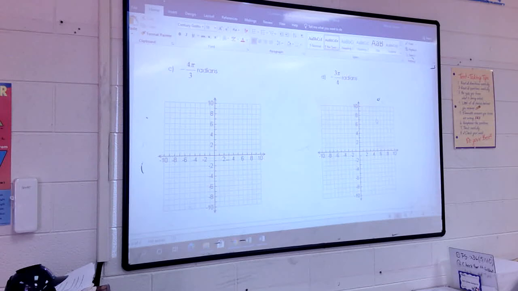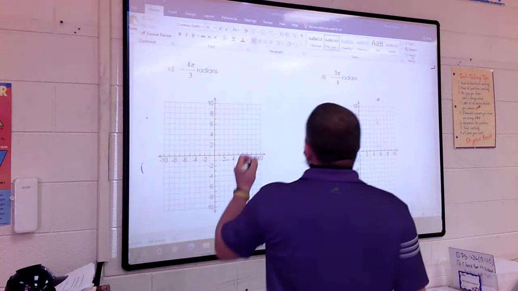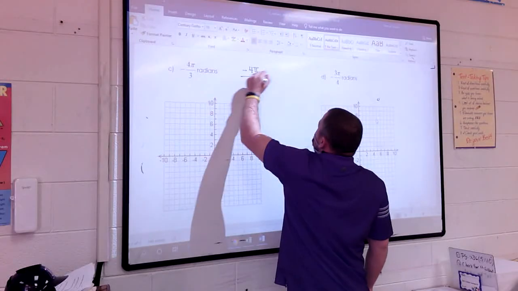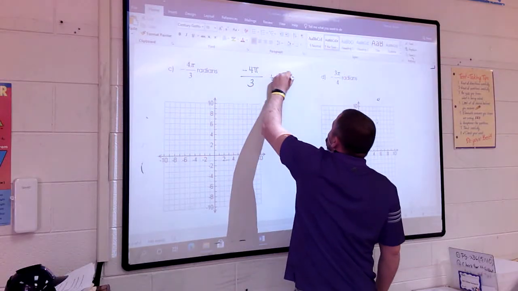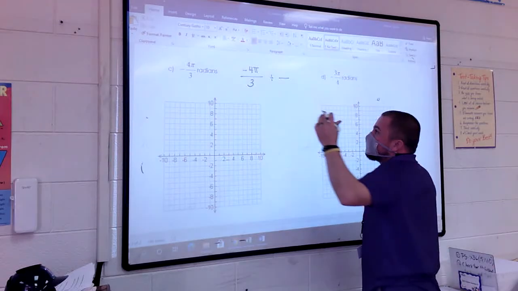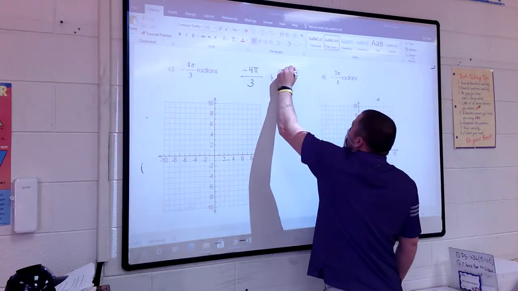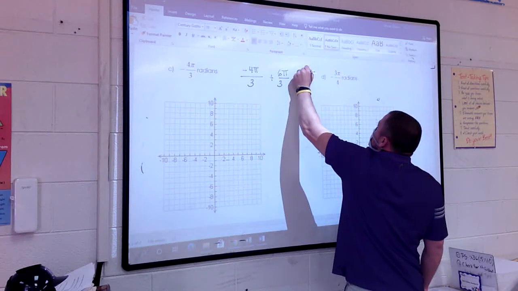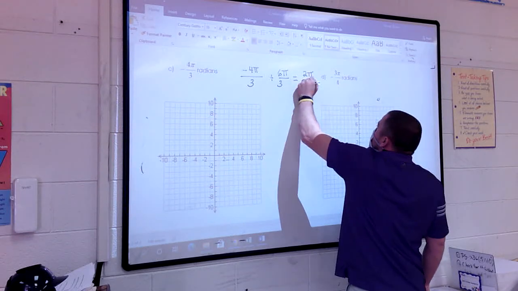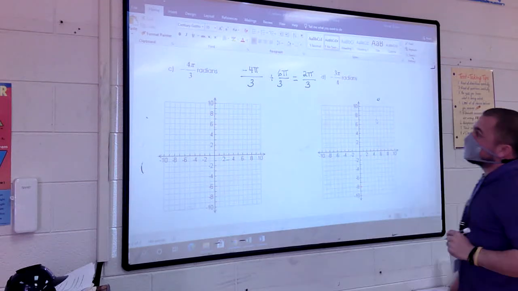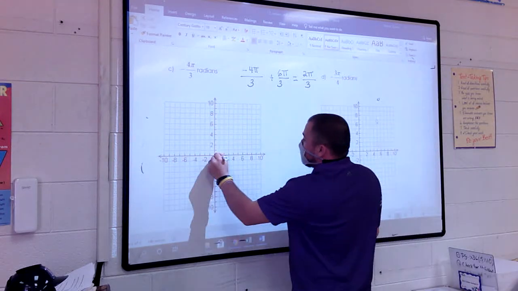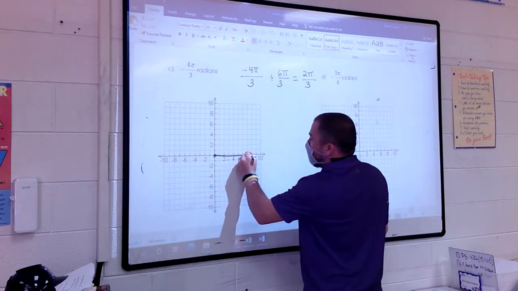C is negative 4 pi over 3. So again, in this one, we could just say negative 4/3 plus 2 if we wanted to. Remember, 2 in this case, though, is 6 over 3. So negative 4 plus 6 is 2/3, which is 2 pi over 3. So we got 2 pi over 3. So basically, that's what we're trying to graph, is 2 pi over 3. So we've got to figure out what that is.